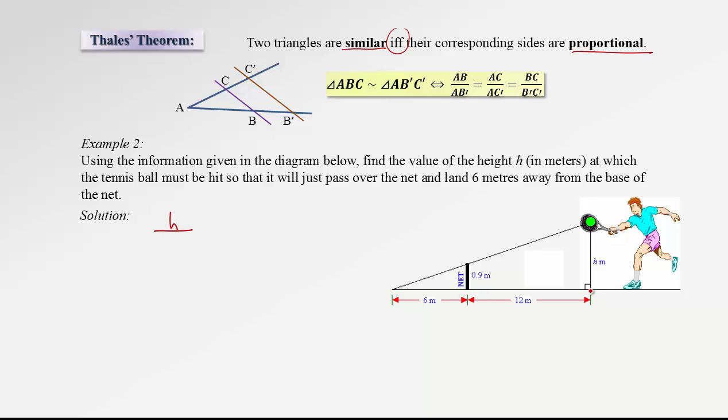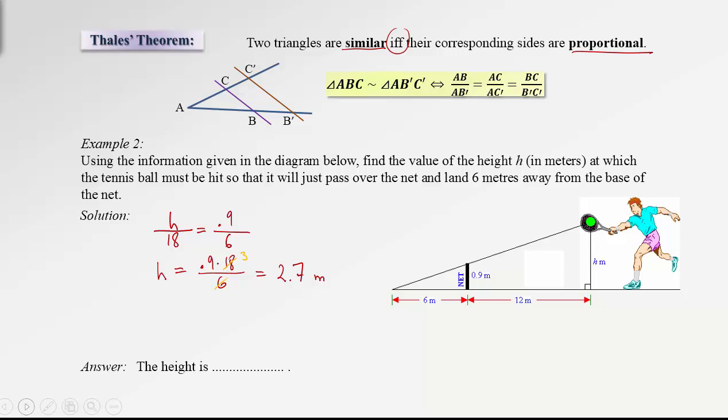H over this whole base is 12 plus 6, so it's 18. Is the same as 0.9 over the base, which is 6. And then we solve it. So keep the variable h and then multiply across 0.9 times 18 and divide by the remaining number, which is 6. We can reduce 6 with 18, leaving 3 in the top, and we end up with 3 times 0.9, which is 2.7. Everything was in meters, so our answer is in meters as well.